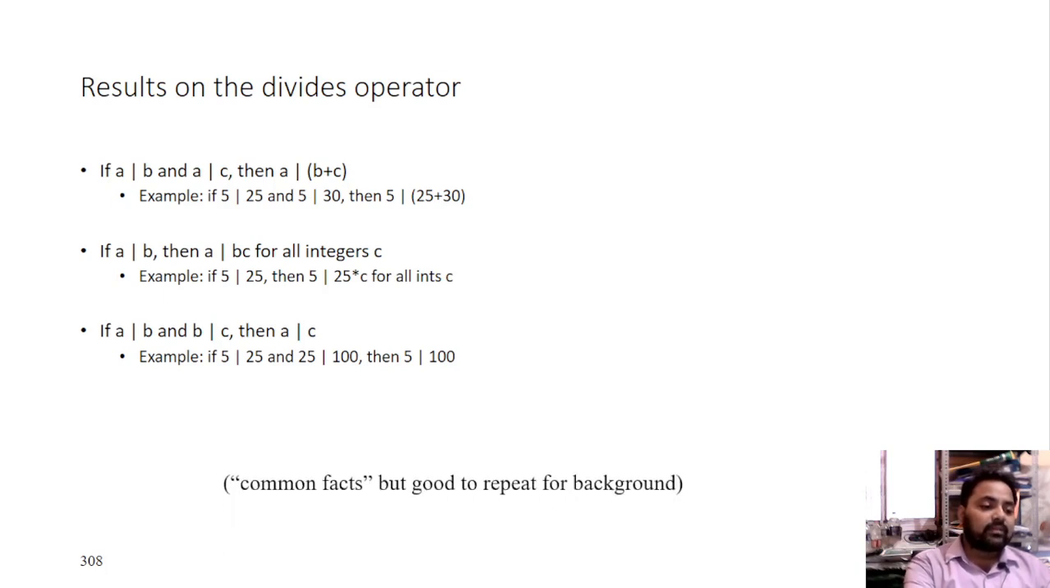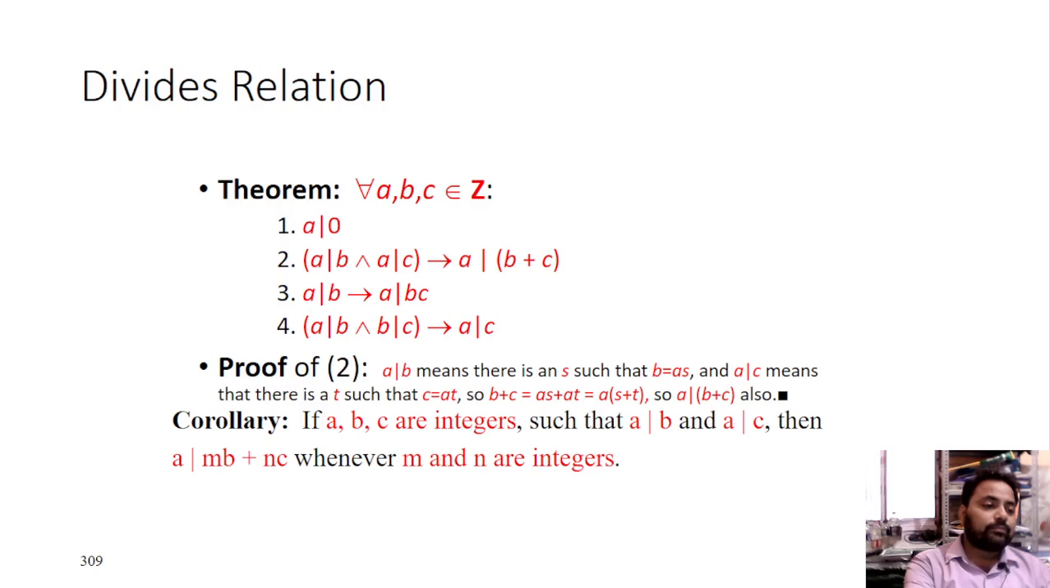The common facts, but good to repeat for background, like the divides relation. For all a, b, c belonging to the integers: a divides 0; if a divides b and a divides c, then a divides b plus c; if a divides b, then a divides bc; and if a divides b and b divides c, then a divides c.